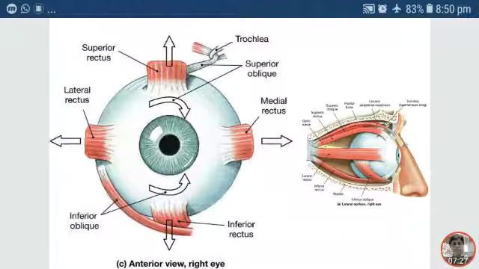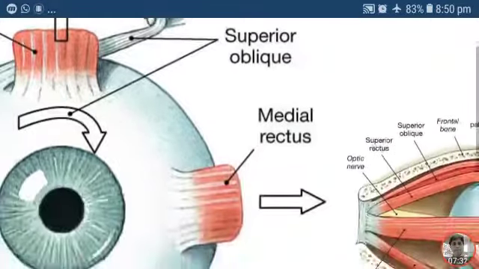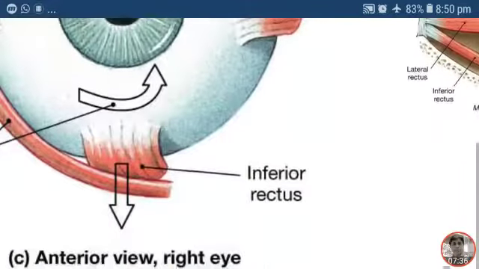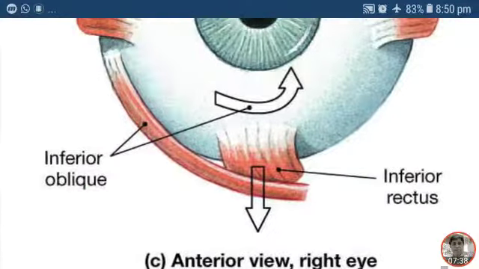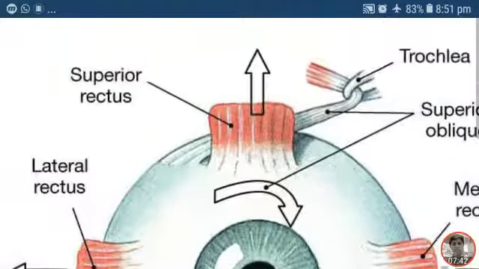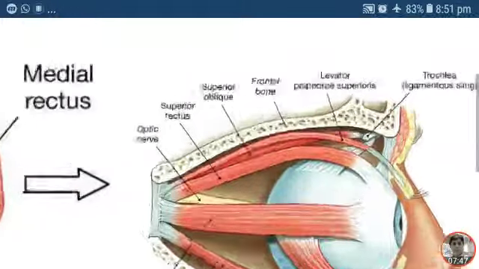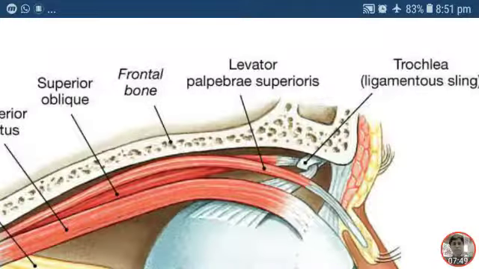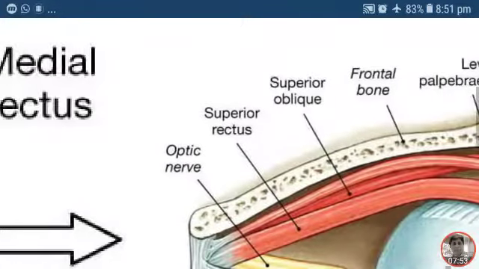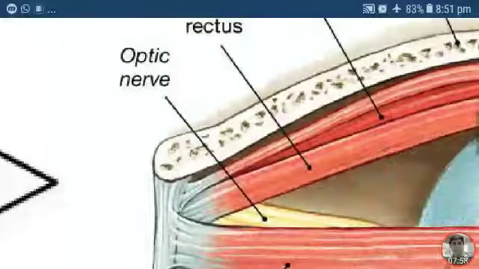In the anterior view of the eye, you can find the superior oblique muscle, medial rectus muscle, inferior rectus muscle, inferior oblique muscle, lateral rectus muscle, and superior rectus muscle. So once again, superior oblique, superior rectus, optic nerve.